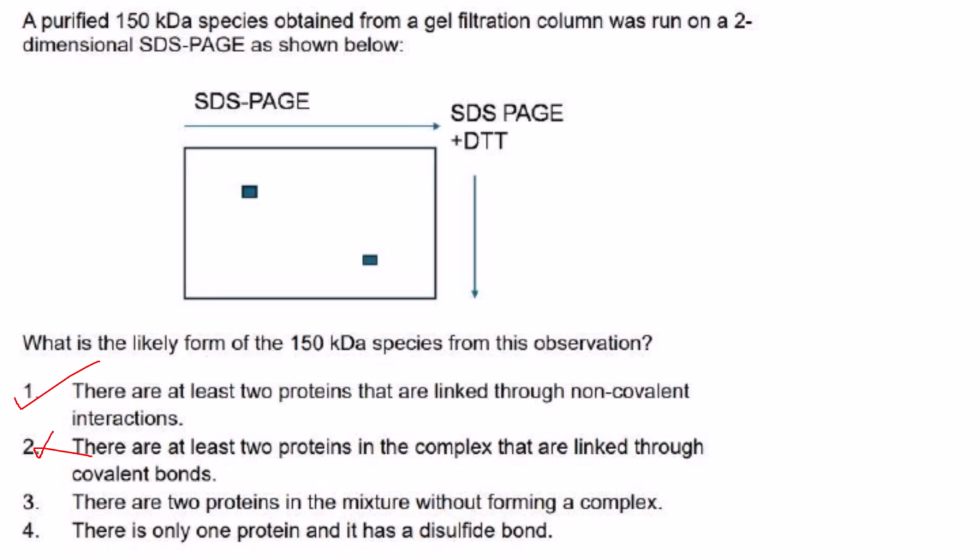Now, if you see the third statement, there are two proteins in the mixture without forming a complex. If that was the case, you will not get a 150 KDa species upon the gel filtration column. If there were two different proteins, then you would get two different proteins of two different molecular weights. That is not being shown here. You got only two bands, not two different proteins. So that means 3 is wrong. Next, there is only one protein and it has a disulfide bond. No. DTT didn't break any disulfide bonds here, so it doesn't have any disulfide bond.